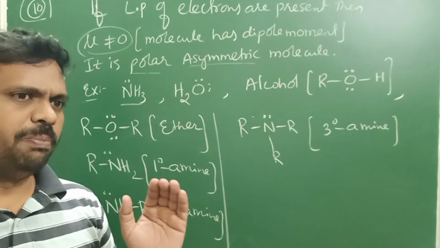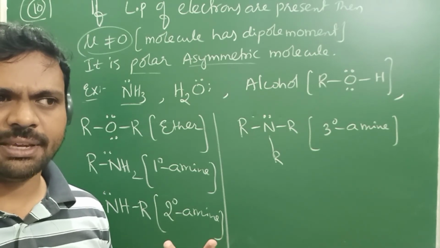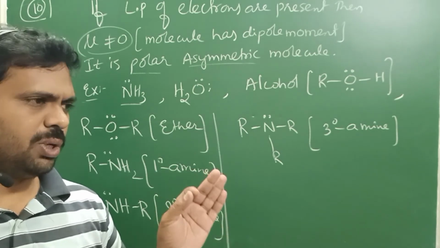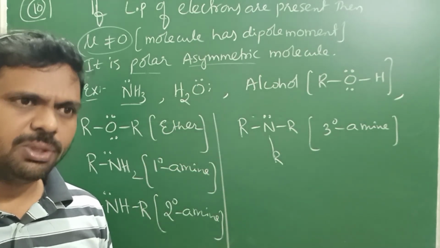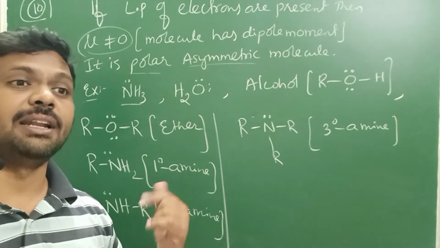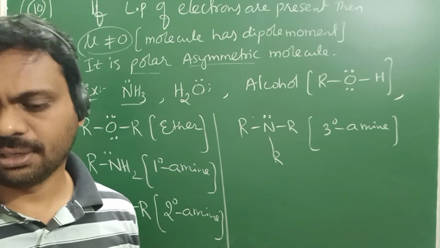If lone pairs of electrons are not present, then whether it is polar or non-polar depends on the condition. If the lone pair of electrons is 0 and the central atom is surrounded by identical atoms, then it is non-polar. If non-identical groups are present, it is polar. Clear?